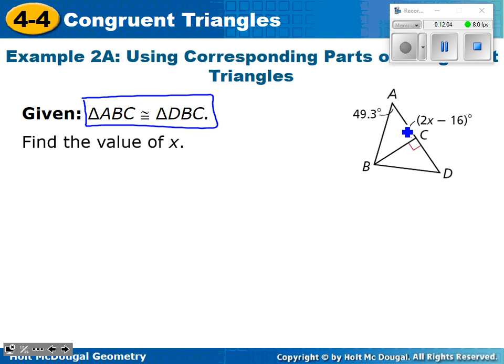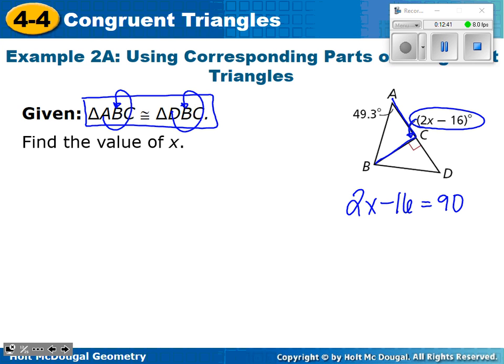So they want us to find x. What angle is x pointing to here? Okay, angle C, or using three letters, that would be angle ACB, right? Because there's two angle C's. So that means angle ACB should match up with which angle? DCB. Same order, right? So DCB is what angle measure? 90. So if they're congruent, what does that mean about their measurements? They're equal. So then you just have a problem of 2x minus 16 equals 90.